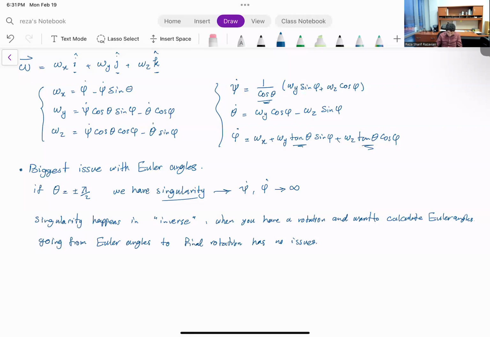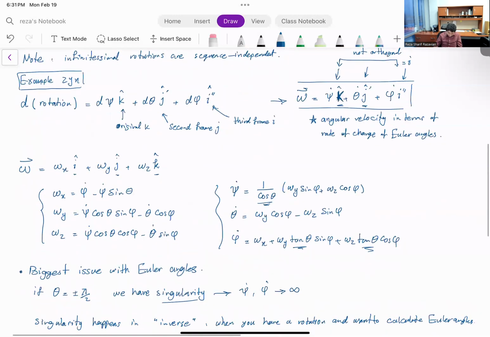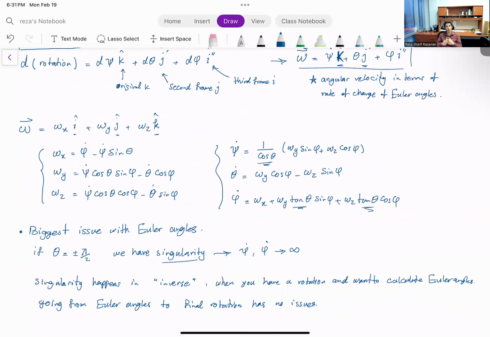All right, so that is all I have for now about rotation. In this module, we talked about the rotation matrix as a very nice and comprehensive way to fully define rotations. We looked at Euler angles, and we also looked at the angular velocities and how they relate to the rate of change of Euler angles. And finally, we saw what's wrong with Euler angles.